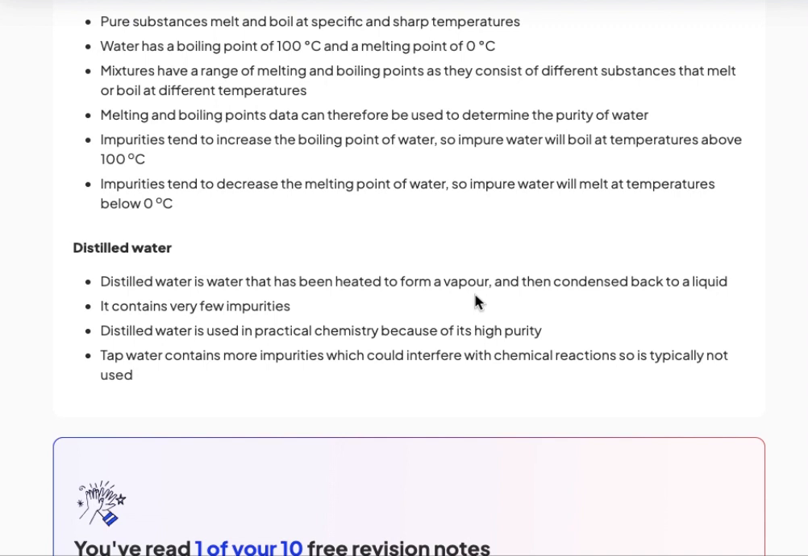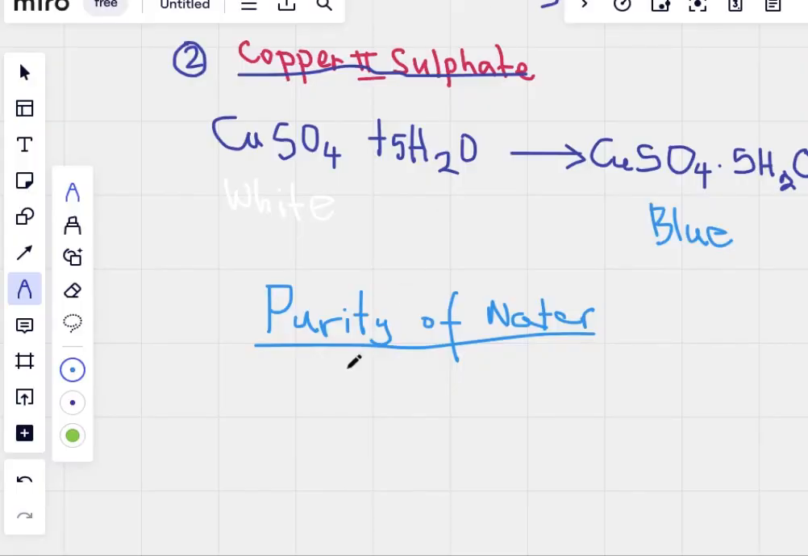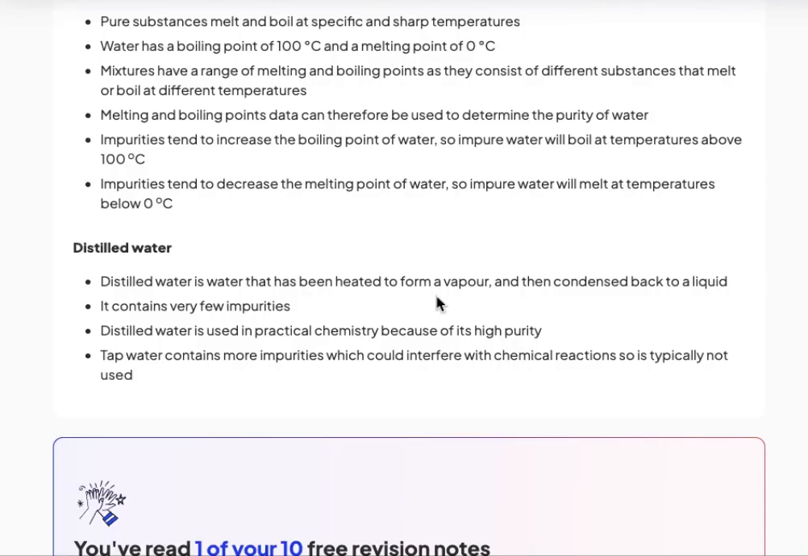So in summary, distilled water is water that has been heated to form vapor and then eventually cooled down for use. In some homes, they boil water before they drink it. The water they boil and allow to cool down before they drink is called distilled water. Distilled water is the water that has been boiled to form a vapor and then condensed back to liquid.